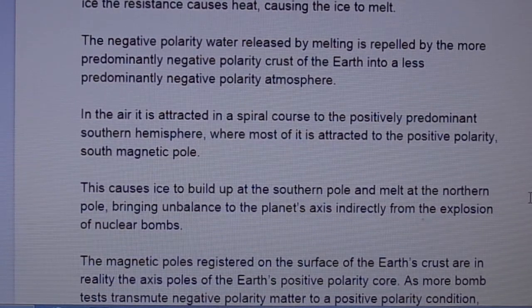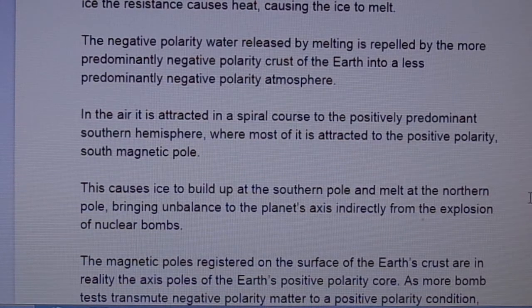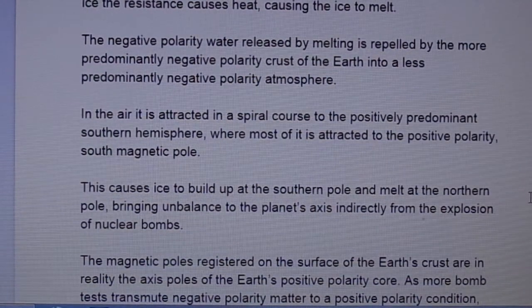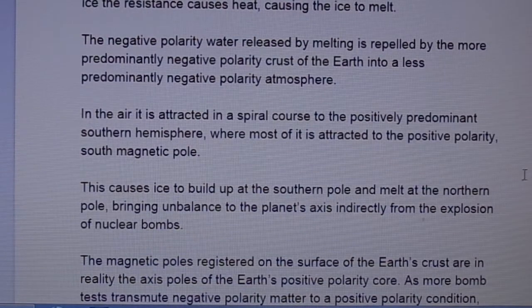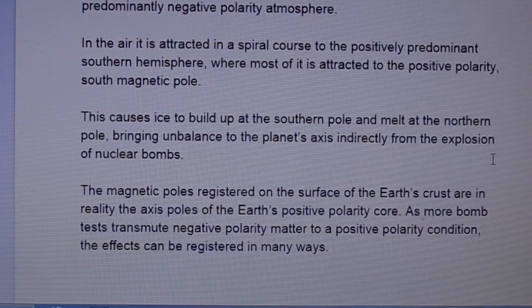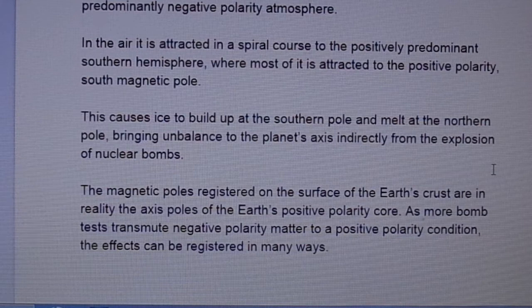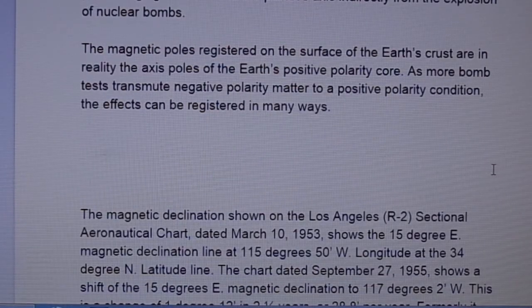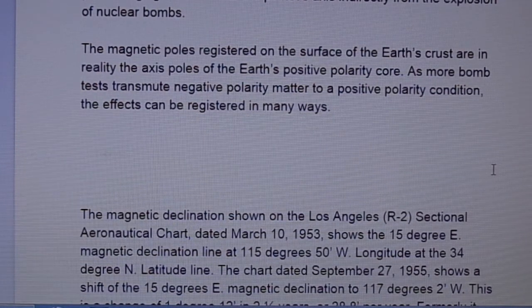In the air, it is attracted in a spiral course to the positively predominant southern hemisphere, where most of it is attracted to the positive polarity south magnetic pole. This causes ice to build up at the southern pole and melt at the northern pole, bringing unbalance to the planet's axis indirectly from the explosion of nuclear bombs. The magnetic poles registered on the surface of the Earth's crust are in reality the axis poles of the Earth's positive polarity core.